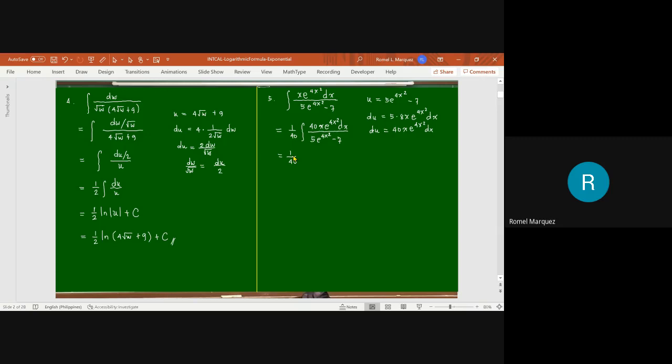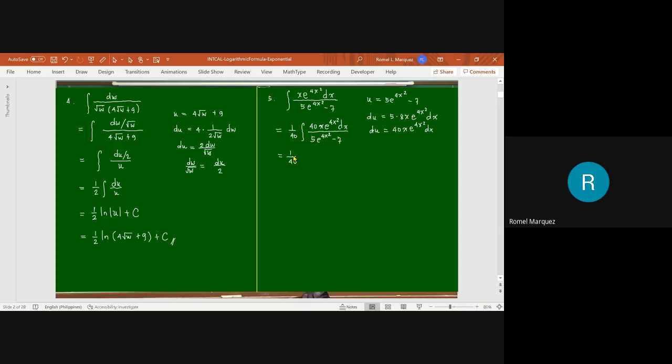Pag binasa nyo at ang tumunog, u to the n du, integral of that, what is the answer? U to the n plus 1 all over n plus 1. Okay? Those are the sounds that you have to hear. Pag ang tunog, integral of u to the n du, what's the answer? U to the n plus 1 all over n plus 1.